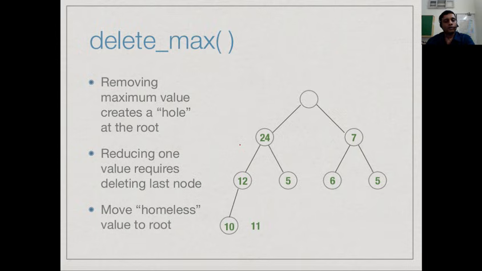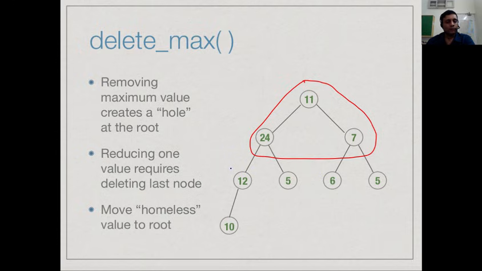Right? So now we have a value which is homeless, it doesn't have a node to belong to, and we have a home which is empty. So what we will do is we will move this 11 to the root. Now unfortunately, because we have disturbed the heap order by doing this, taking some arbitrary node from a leaf and moving it to the root, we don't know whether we have the heap property satisfied or not. Now the only place where a heap property can be violated is at the root, because everywhere else the local neighborhood was not touched by this operation.